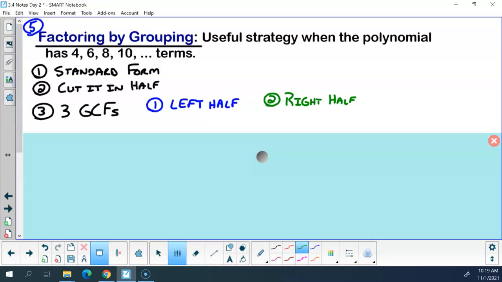And then lastly, you're going to greatest common factor both of those outcomes. So basically I say you're just GCFing the whole thing after you've done the other 2 GCFs. Okay? Let's put it into work.